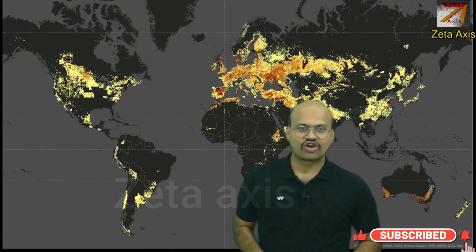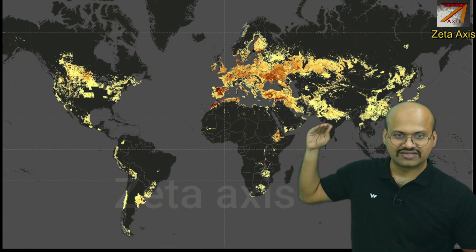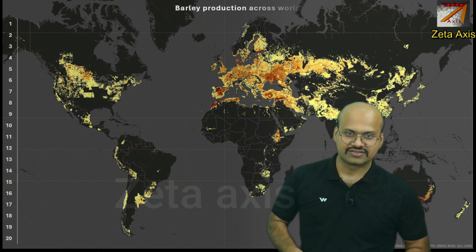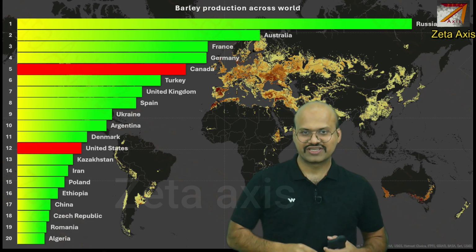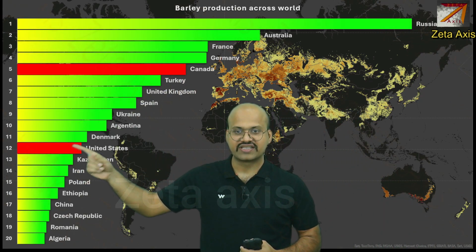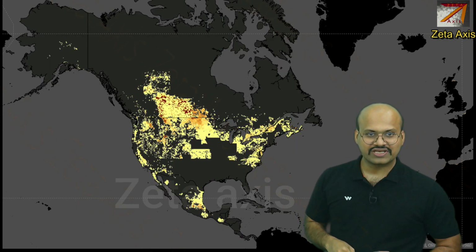So this is a crop of temperate regions, and we can clearly see that below the Tropic of Cancer there are not many barley producing regions. If you see the global production data, then we can see that Canada is at 5th position and United States is at 12th position. Now let's see the barley produced in North America.